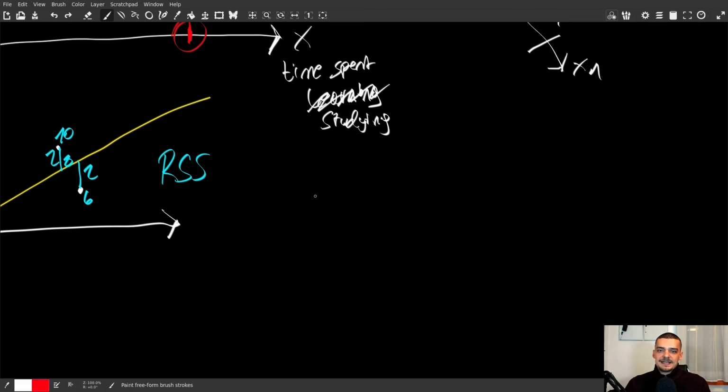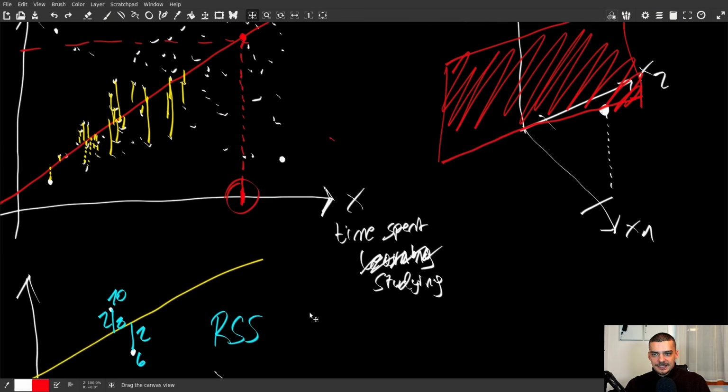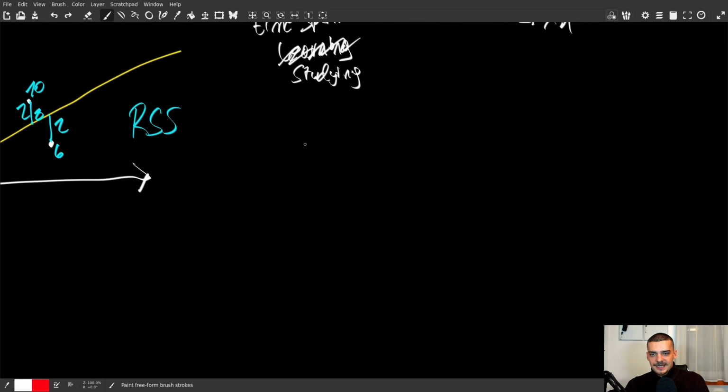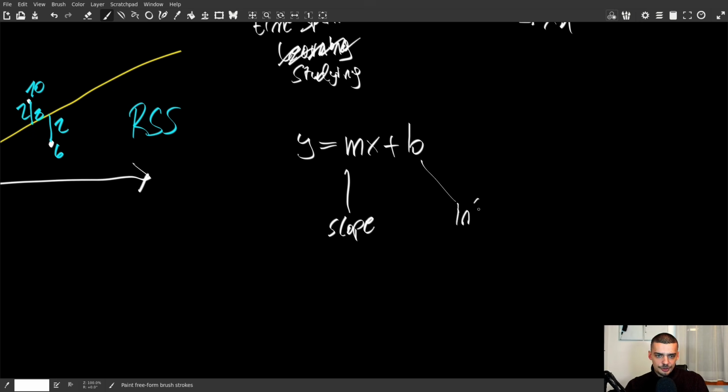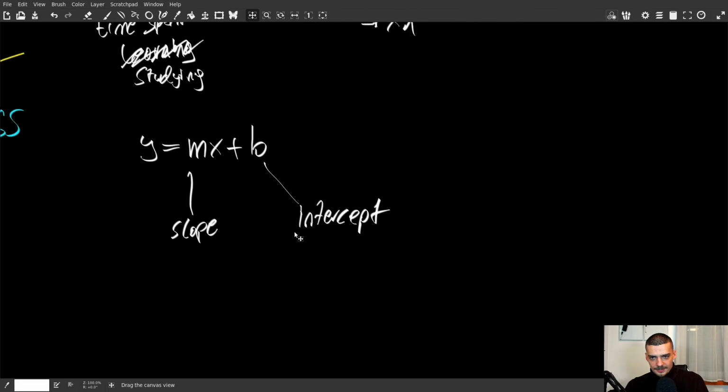For this, of course, it makes sense to first understand what a line looks like when you write it down in mathematics. A line has the structure y = mx + b. Here m is the slope, and b is the intercept. That is the basic structure of a line in mathematics.